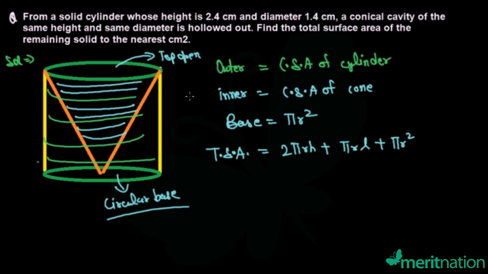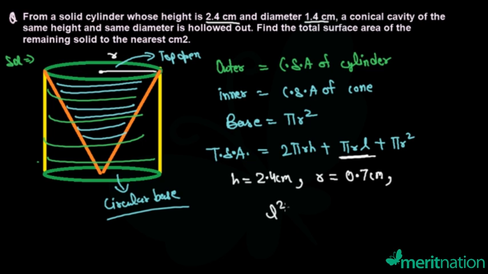Now the dimensions which are given to us: height of the cylindrical part h is equal to 2.4 centimeters. Radius is going to be common for both the cone as well as the cylinder. Radius would be equal to diameter by 2. Diameter is 1.4 centimeters, so radius is going to be 0.7 centimeters. To calculate the curved surface area of the cone, we need the slant height of the cone l, which is not given to us, but we can use the relation between l, r and h. l square is always equal to r square plus h square.